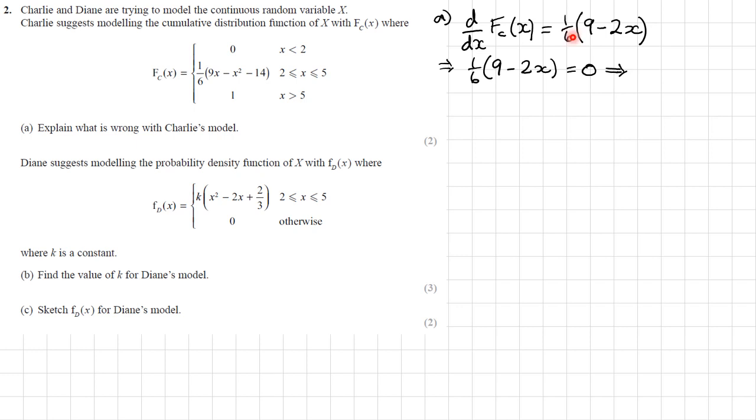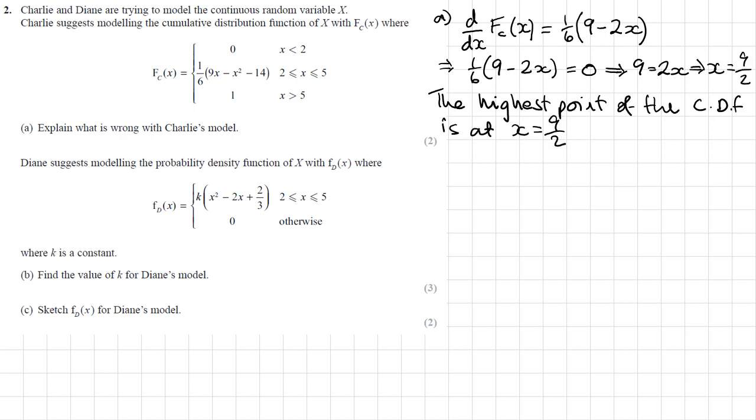So if I set that equal to 0 to work out where the flat point is, the highest or lowest point, that will give me 9 is equal to 2x, which gives x is equal to 9 over 2. So that means that the highest point of the CDF is at x equals 9 over 2 or 4.5, and it should be at 5. So let's draw a little sketch out to show what this actually looks like.